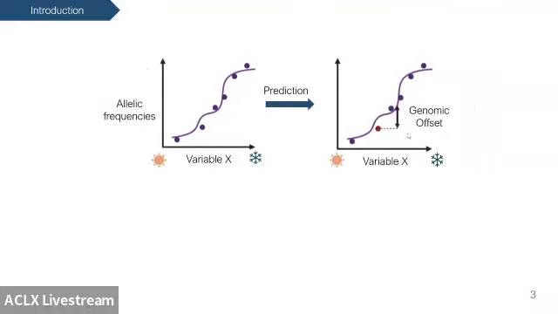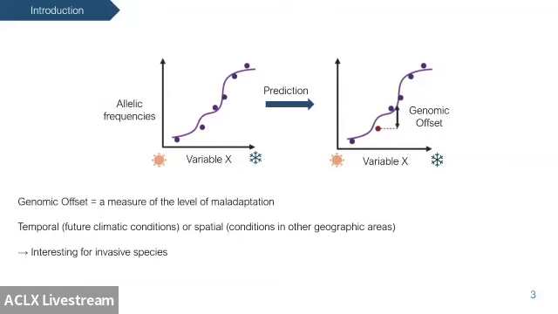For example, if you have a population that lives in a given environment and the environment of this population changes, so we move along the x-axis, we are theoretically able to predict the allelic frequency change, according to the model, needed for the population to adapt to this new environment. So this is this y-axis change, and this theoretical allelic frequency change is actually called the genomic offset. And this is really a measure of the level of maladaptation, because the higher the genomic offset is, the higher the risk of maladaptation to a new environment is.